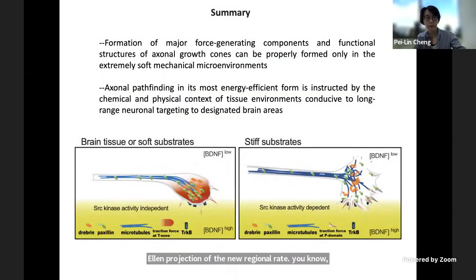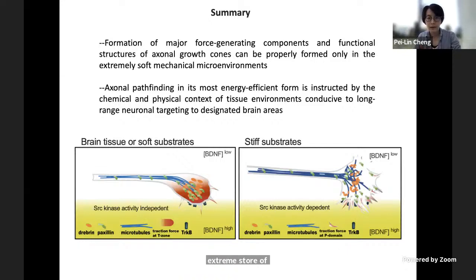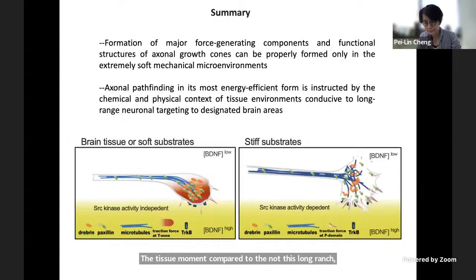So to summarize this part, the formation of the major force-generating components and the functional structure of the axonal growth cone can be properly formed only in the extremes of the mechanical microenvironment. And axonal pathfinding in its most energy-efficient form should be instructed by the chemical and physical contact of the tissue environment, contrary to long-range neuron targeting to the designated brain area.